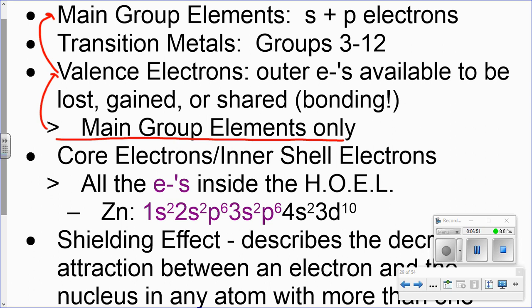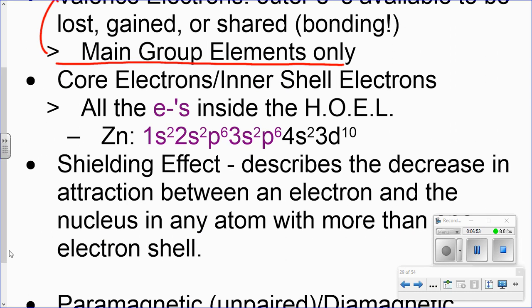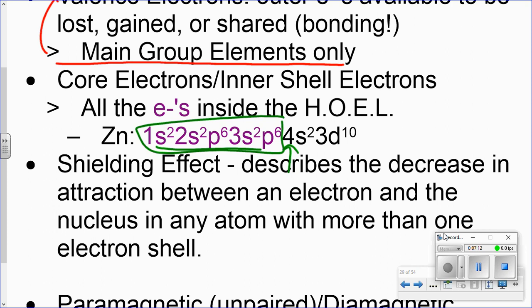Core electrons are inner shell electrons. I've already mentioned that. They're the electrons inside the highest occupied energy level. So these are all inner shell. Here's the highest occupied energy level. These are the core electrons. Shielding effect describes the decrease in attraction between an electron and the nucleus in any atom with more than one electron shell. So basically, the more core electrons you get, the more the shielding effect happens.